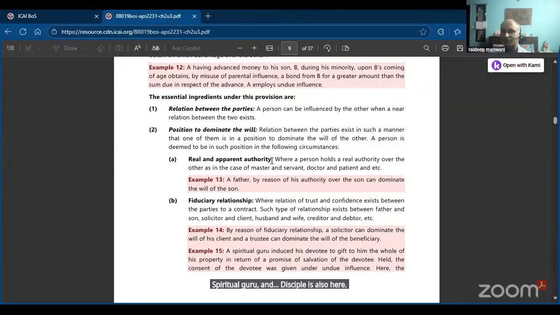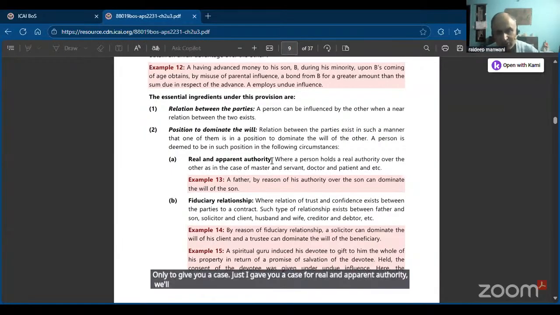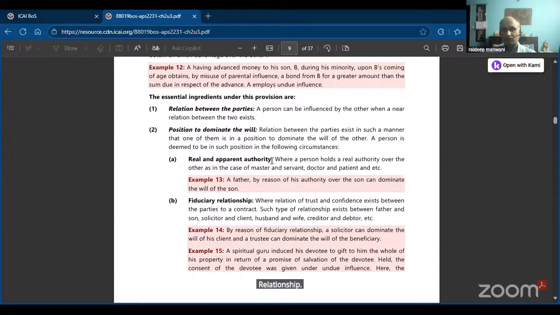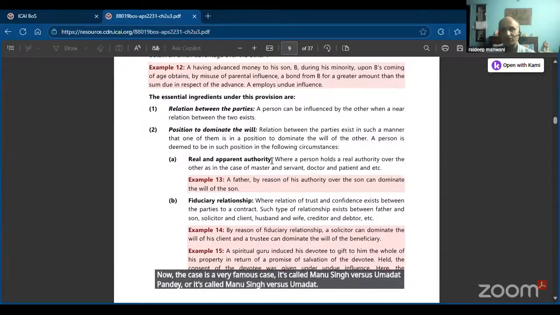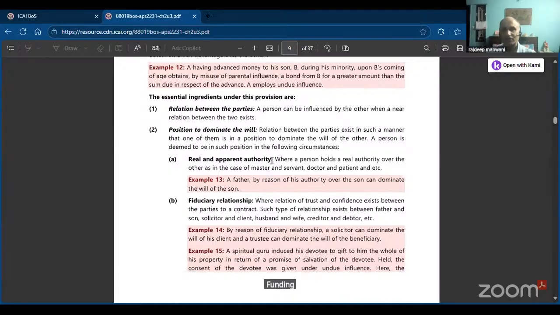Now let's give you a case. I gave you a case for real and apparent authority. We'll do a case for fiduciary relationship. Now the case is a very famous case. It's called Manu Singh versus Umadat Pandey. This is a case, luckily, from North India.